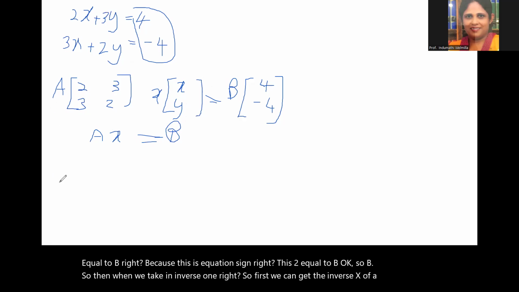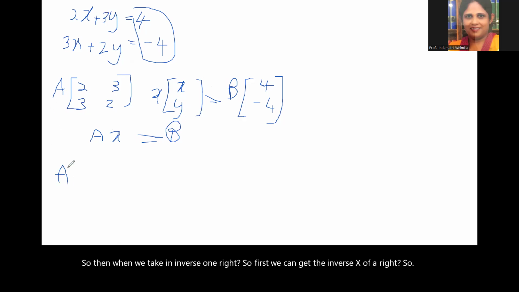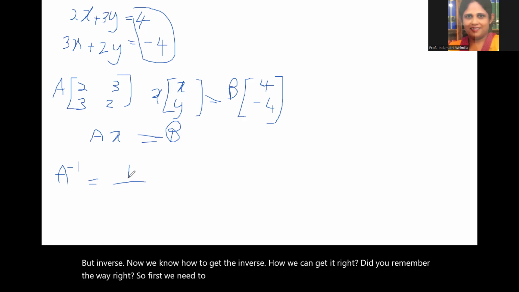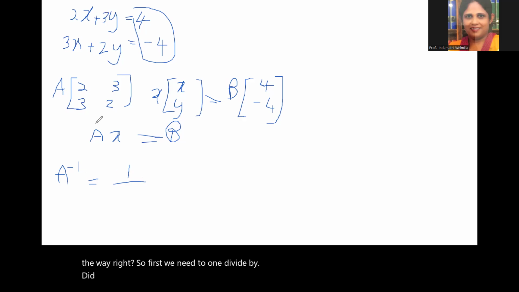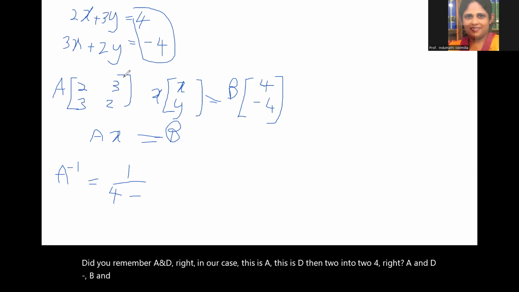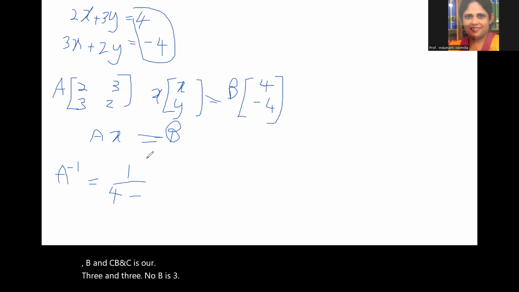Inverse A. Now we know how to get the inverse A. Did you remember the way? First we need to divide 1 by, did you remember, A and D, in our case, this is A, this is D. Then 2 into 2, 4. A and D minus B and C. B is 3 and our C is also 3. 3 into 3, 9.